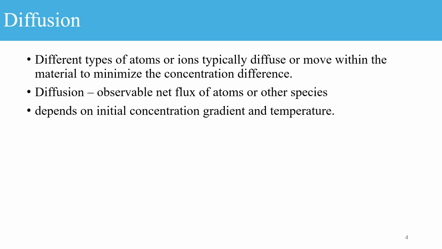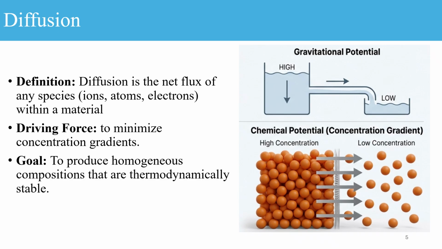It depends on the initial concentration gradient and temperature. So diffusion can be defined as the net flux of any species within a material. By any species, it refers to ions, atoms, and electrons. The driving force here is the concentration gradient.